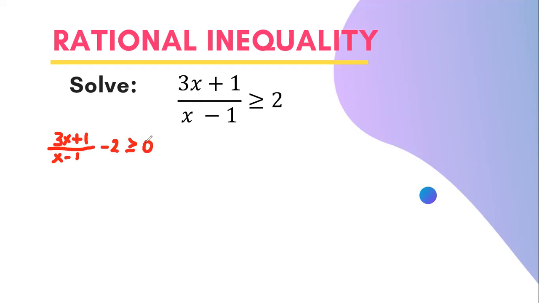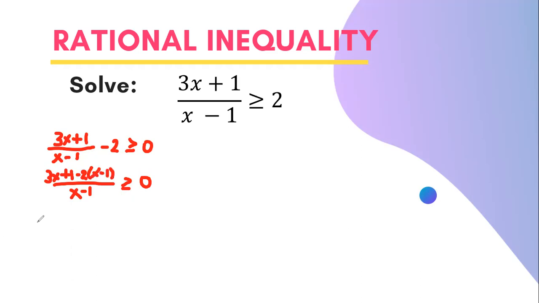And after equating the given rational inequality to 0, the next step is to combine the rational expressions, meaning we're going to combine this. And how are we going to combine? We need to find the LCD. And what's the LCD? It's x minus 1. Still greater than or equal to 0. Of course, dividing this LCD by x minus 1 is 1 times 3x plus 1, which is still 3x plus 1. Then since the second term does not contain a denominator, it will be minus 2 times the LCD, which is x minus 1.